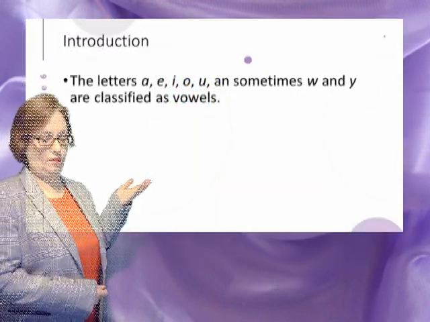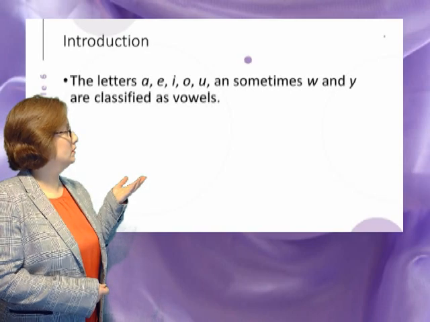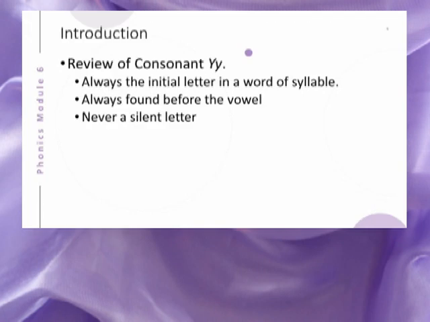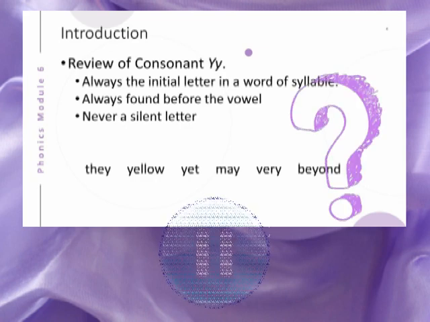The letters A, E, I, O, U, and sometimes W and Y are classified as vowels. Since the letter Y can be a consonant and a vowel, let's quickly review the consonant letter Y. The consonant Y is always the initial letter in a word or syllable. It is always found before the vowel. Study the words pictured. Which of the words has a Y that is a consonant?